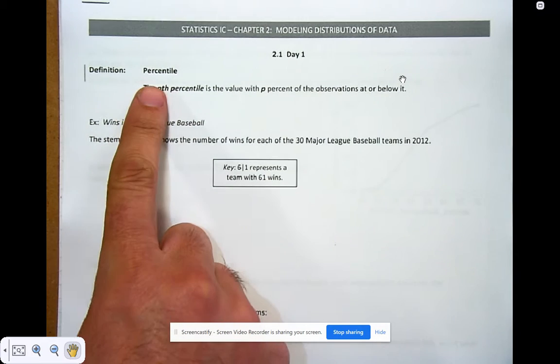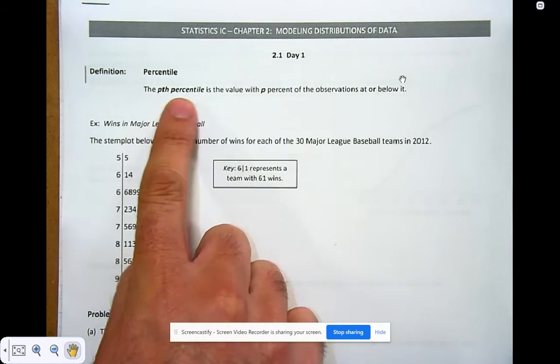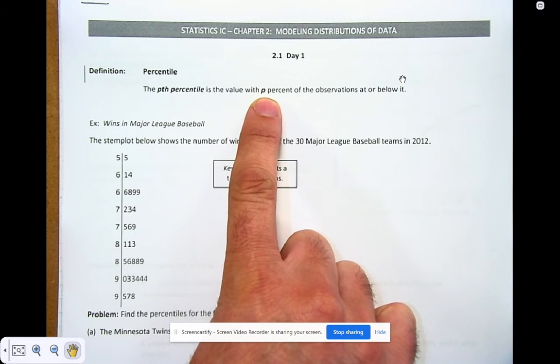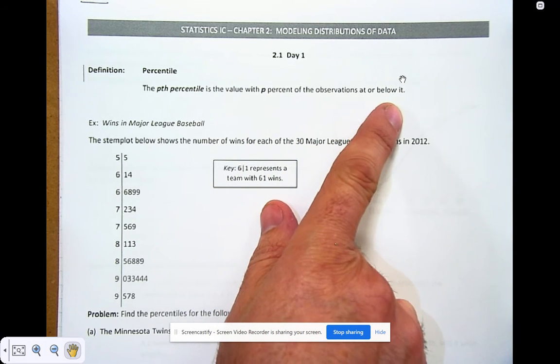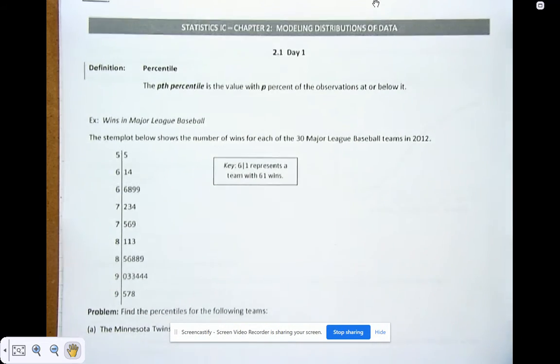So we're going to talk about what a percentile is, and you guys might have heard about this if you've taken a test like an SAT or something. You get your score back, and you're in the 85th percentile. Well, all that means is that p percent. So if you're in the 85th percentile, 85% of the observations are at or below you. Okay, and so it's pretty simple to create percentiles or to find them.